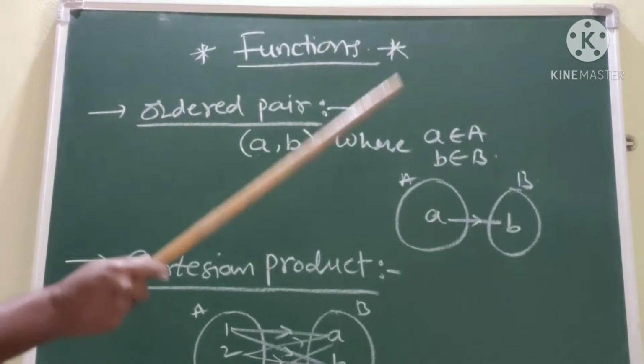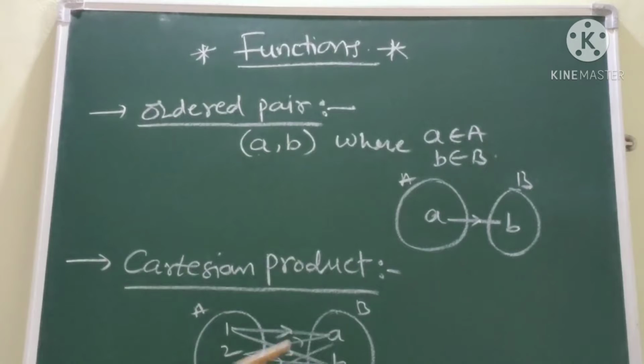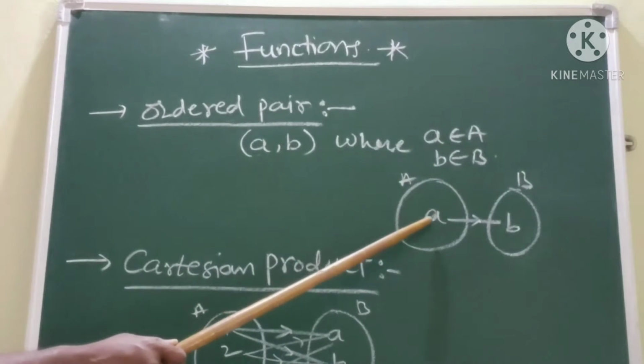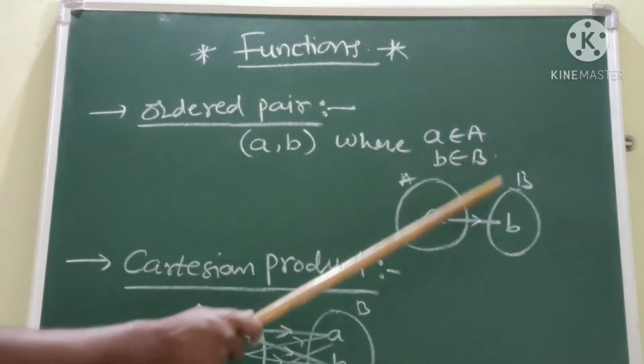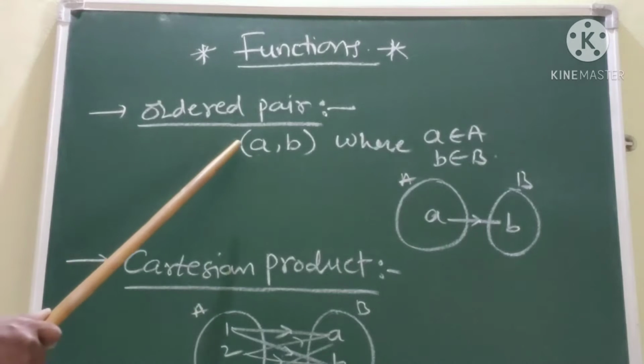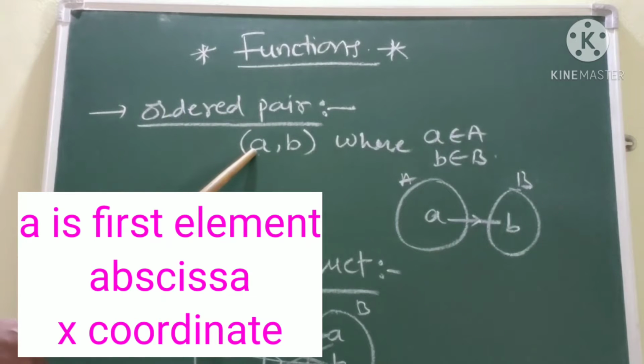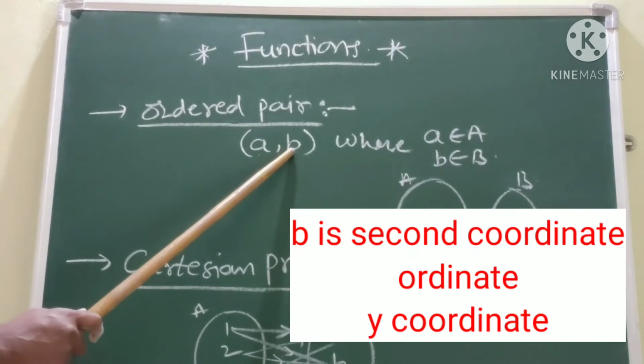Now let us say small a belongs to set A, small b belongs to set B. Here set A contains the element a, set B contains the element b. Now here, an ordered pair means the curved bracket (a, b). Here a is known as the first element, or first coordinate, or x coordinate, or we can say abscissa. Here b is known as the second element, or second coordinate, or y coordinate, or ordinate.